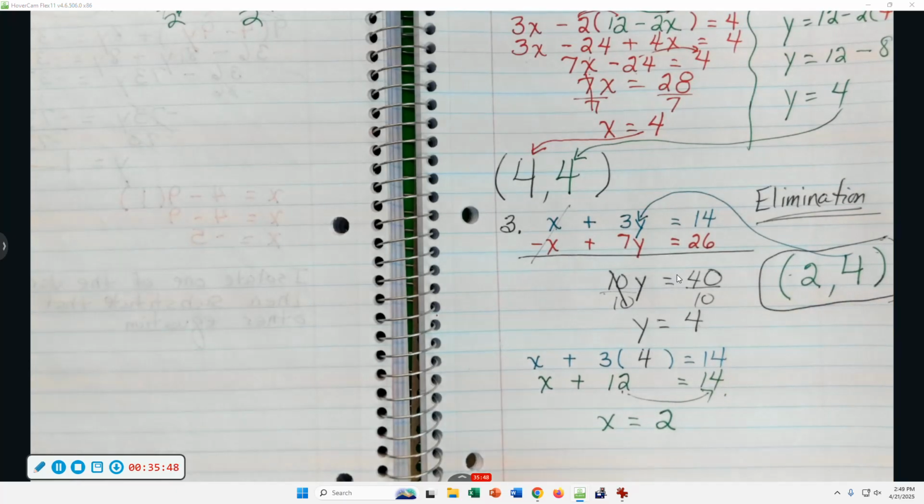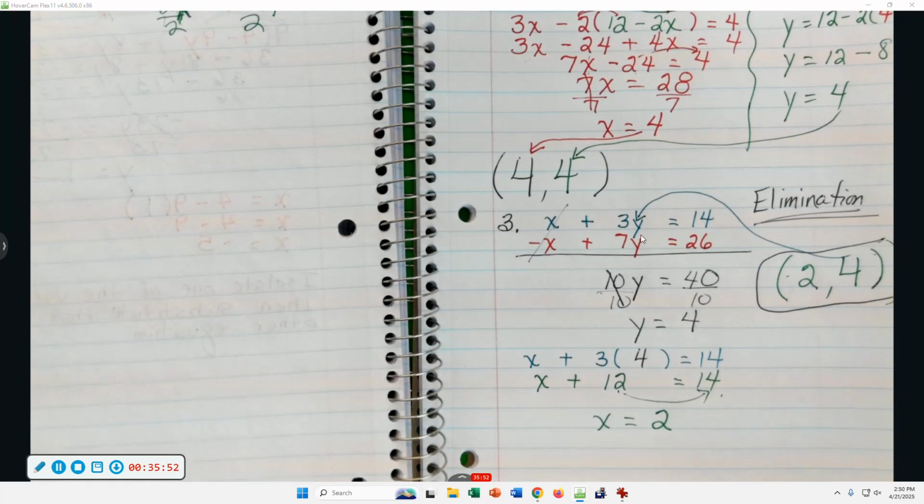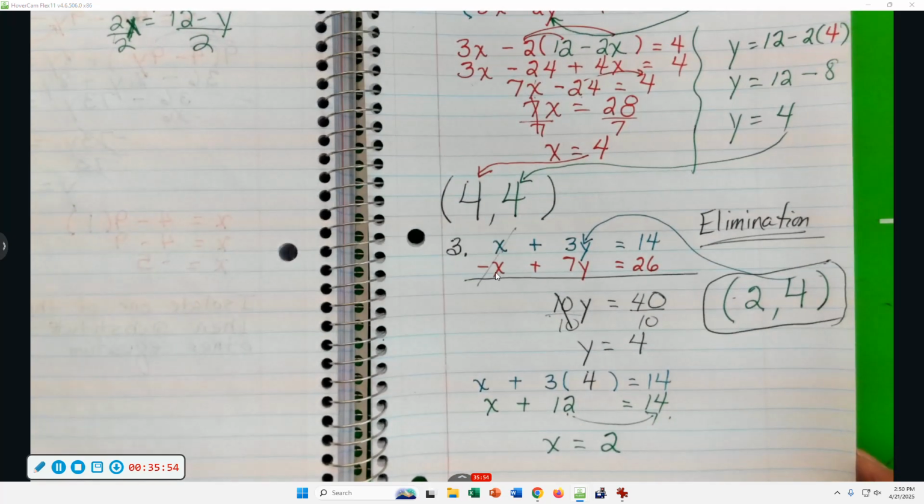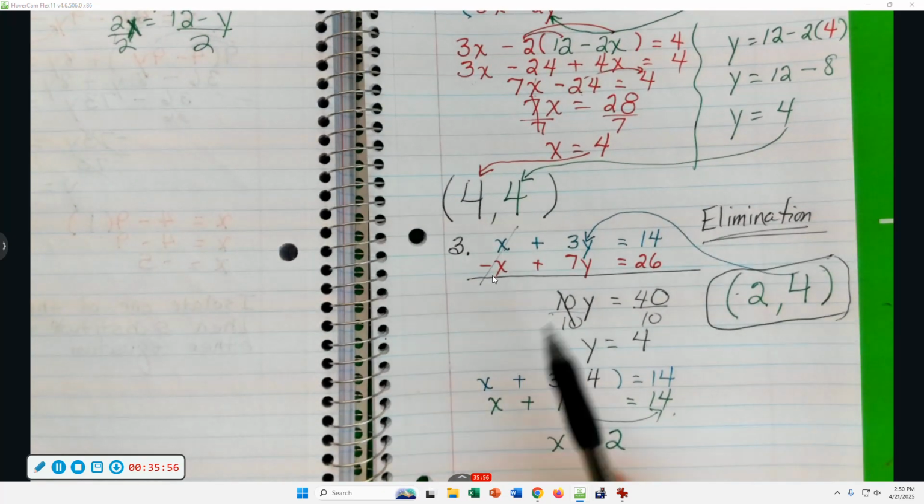With elimination, you need the like variables aligned, and you need the same coefficient but with opposite signs.